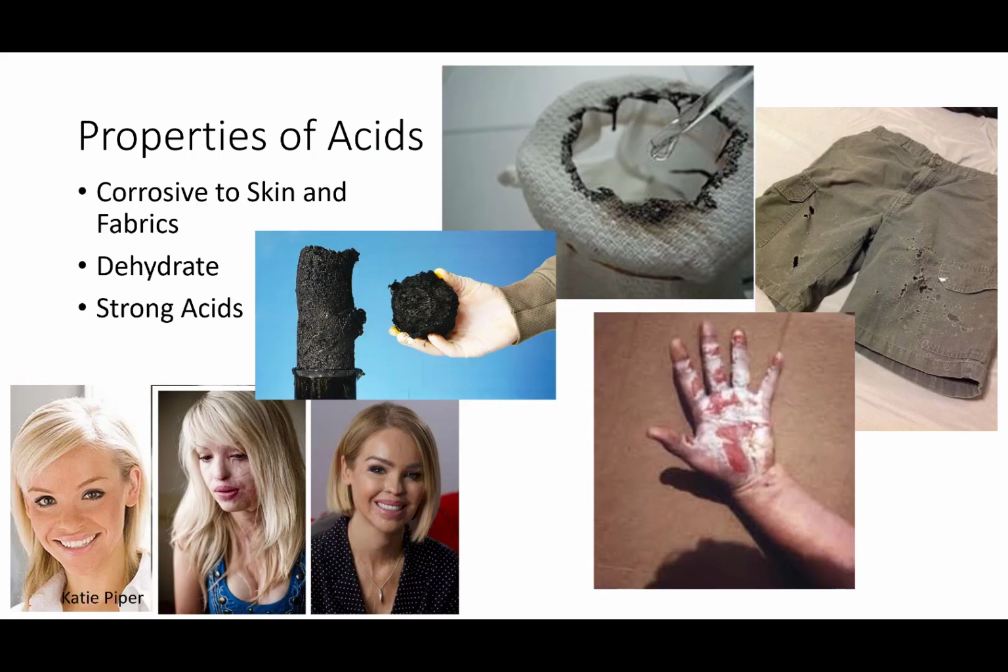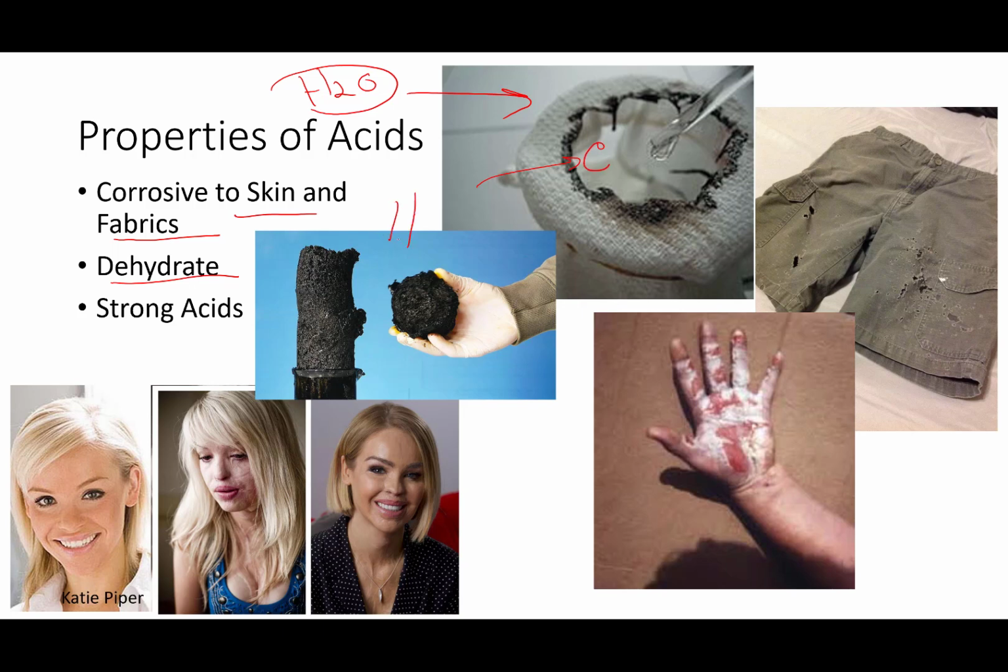Acids can be very corrosive to skin and fabrics. Why? They dehydrate. They actually, again, remove those water molecules. In this photo, there is a picture of cloth, just simple cotton cloth. A little sulfuric acid was added to it, just 1 or 2 drops, and it turns black. Why black? Because the water molecules were totally removed, and what's left is carbon, and carbon turns black.